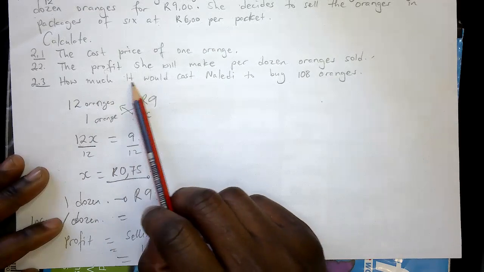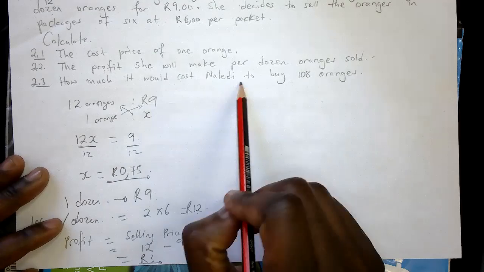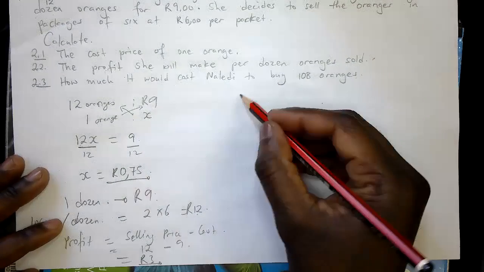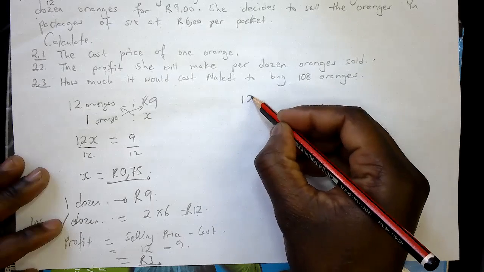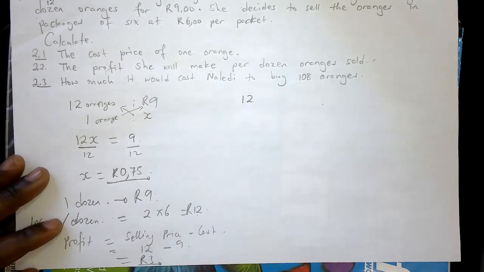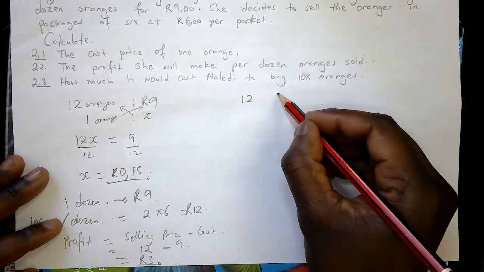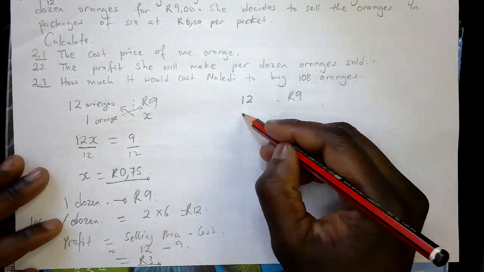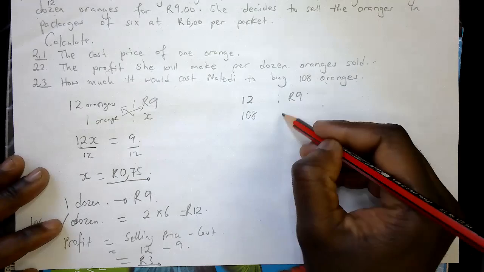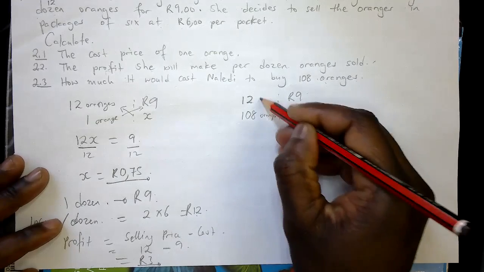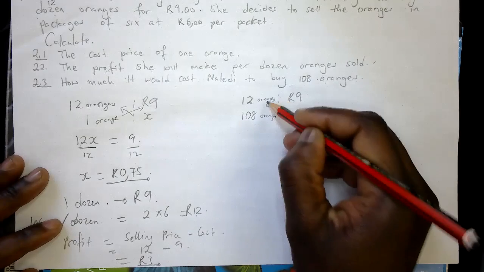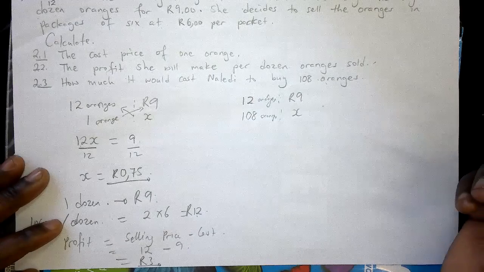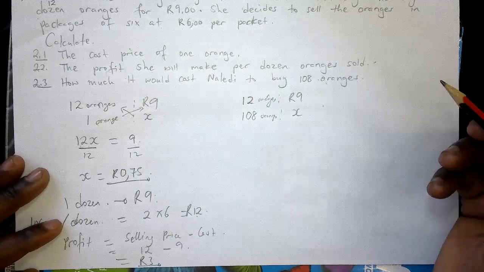How much will it cost Naledi to buy 108 oranges? Okay, we know that 12 oranges, she can buy them for 9 rand. What about 108 oranges? She's going to buy for X. We also want to know how much this one will cost.